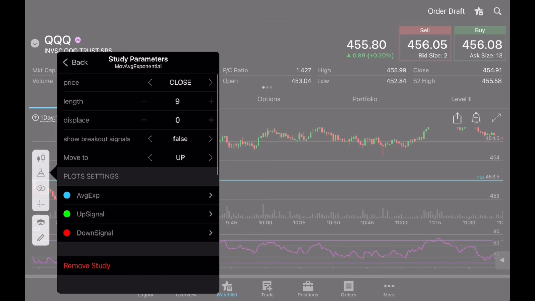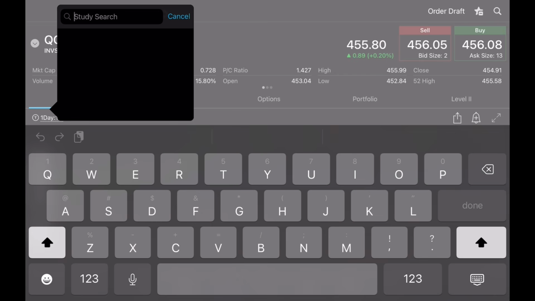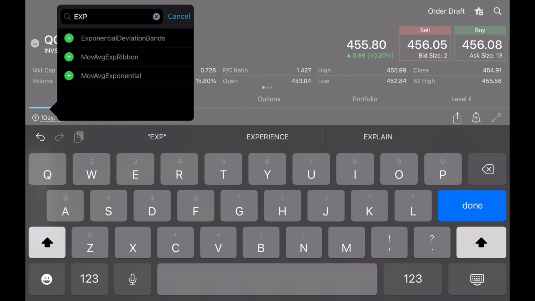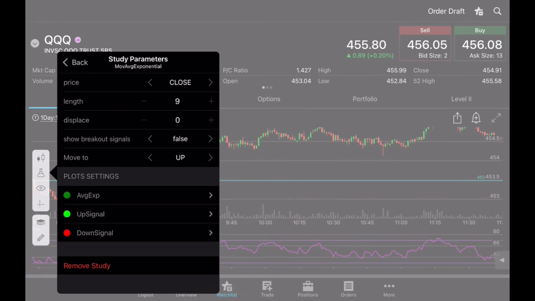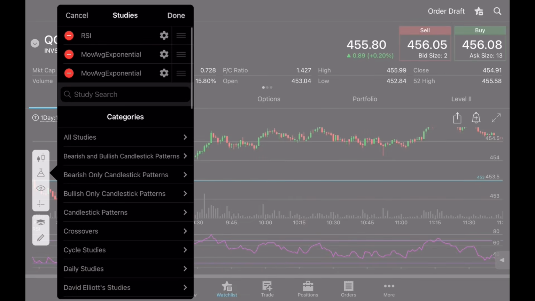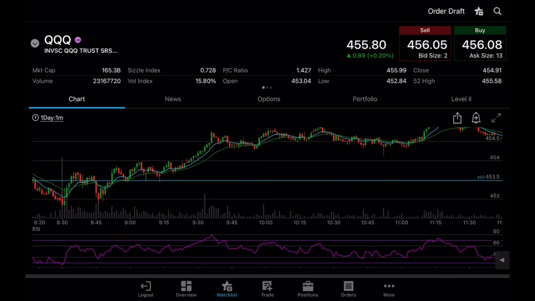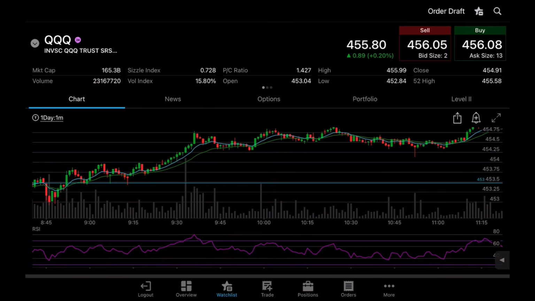Go back, and then I'm going to add another exponential moving average. That is going to be the 21-day. Now with this 21-day, I like to leave it green. I'm going to hit done. And now we see the exponential moving averages for the 9-day and the 21-day are pulled up on the chart as well. So it's important to note about these two things, okay?